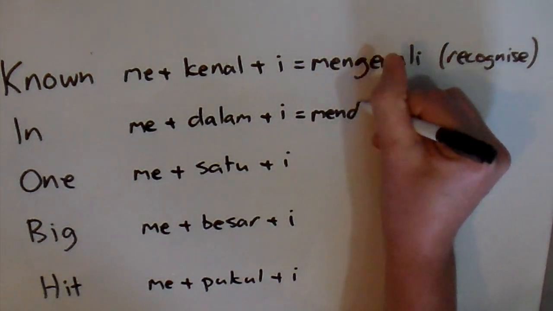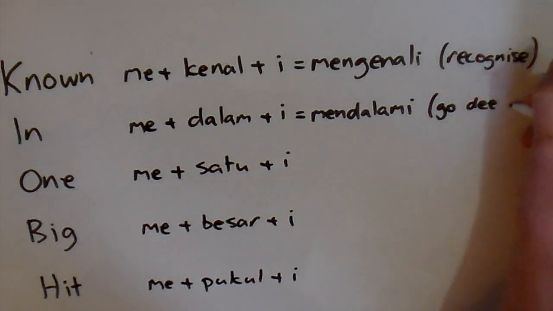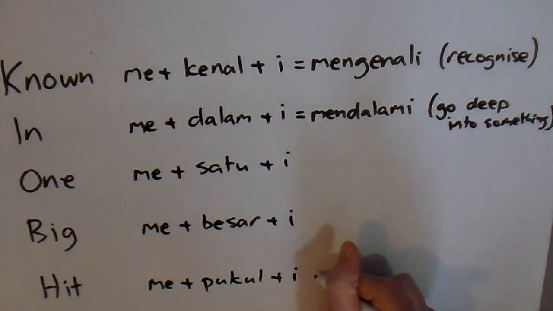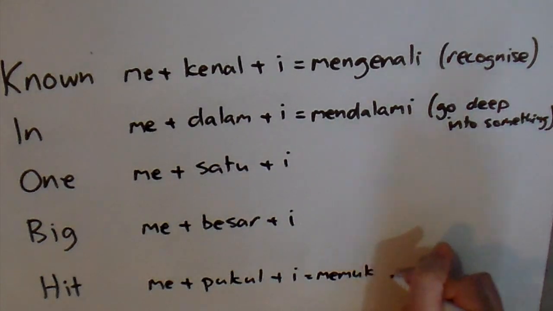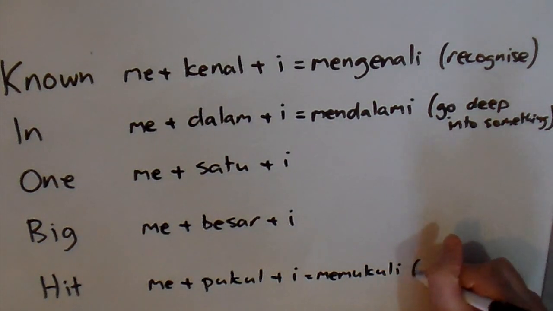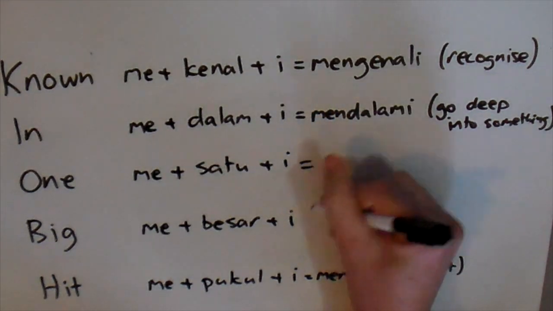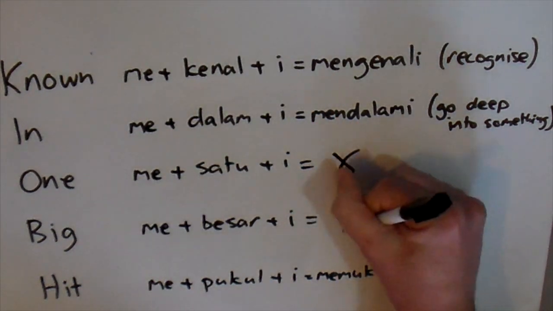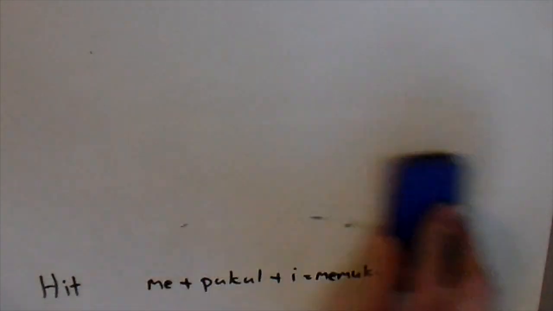Mendalami means to go deep into a topic, such as when you are studying something. And memukuli means to hit in a very specific direction, and hence usually also has a repeatedly sense, as in beating someone up rather than just hitting. Menyatui and membesari are not words.